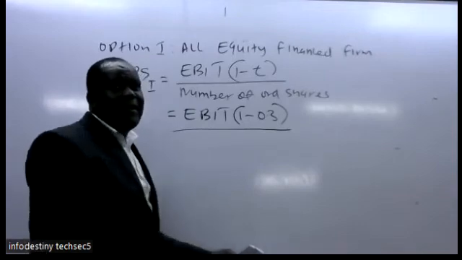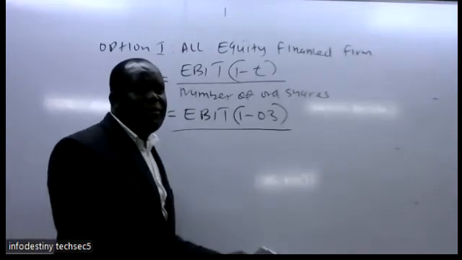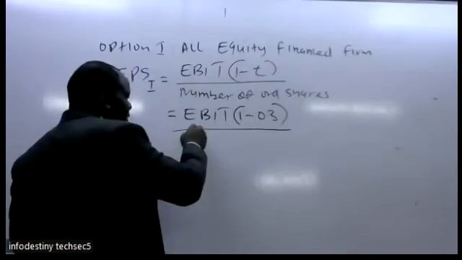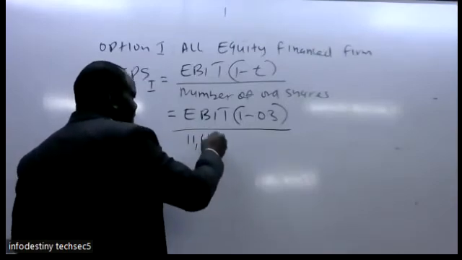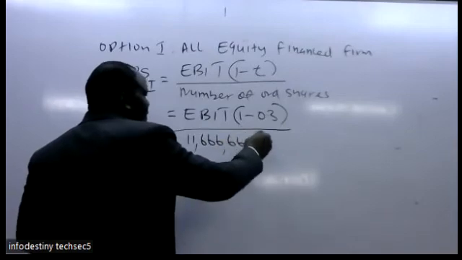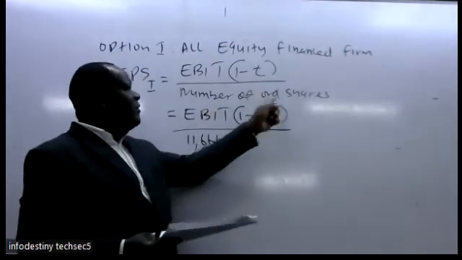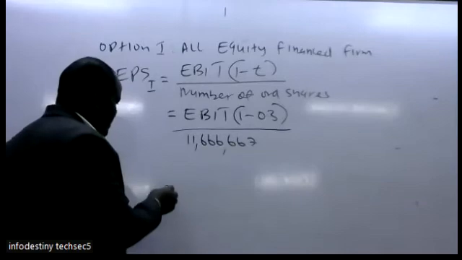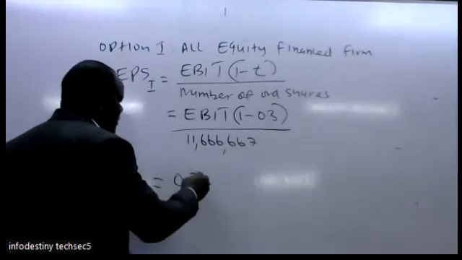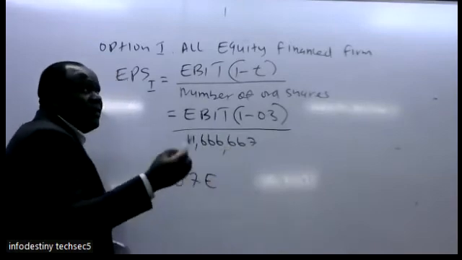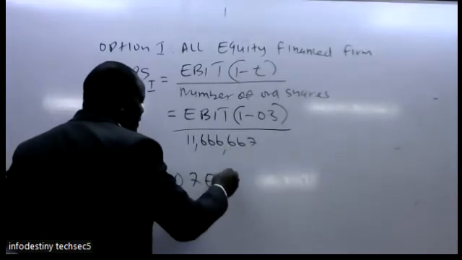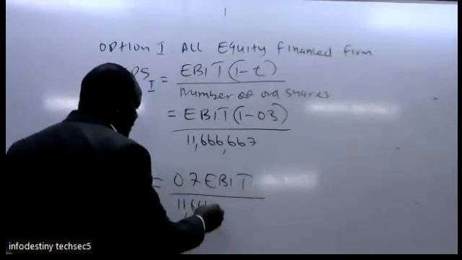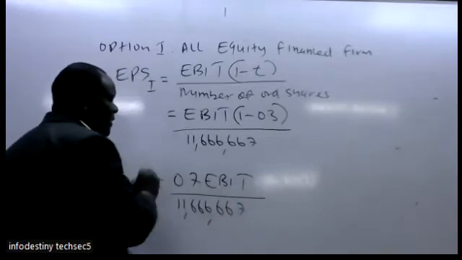When you add them together, the number of the shares of the predator plus the shares to be issued, that is 11 million. Those are the number of the ordinary shares under option 1. So finally, it will simply be equal to 0.7, since 1 minus 0.3 is the same as 0.7. So 0.7 earnings before interest and tax, divided by 11.666 million. That is now the formula for option 1.